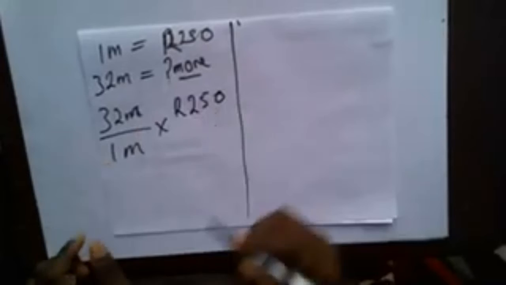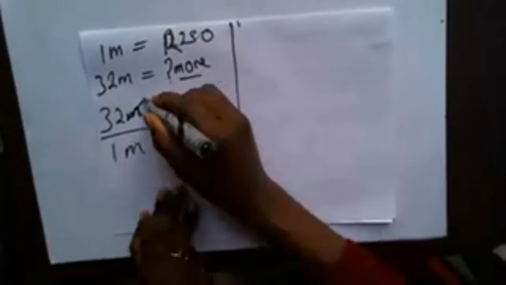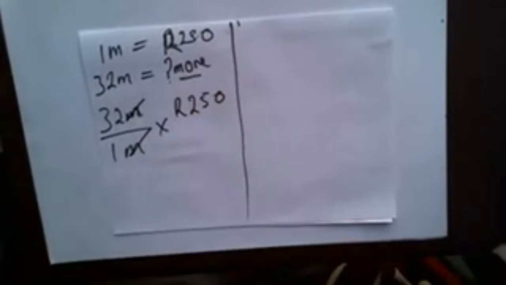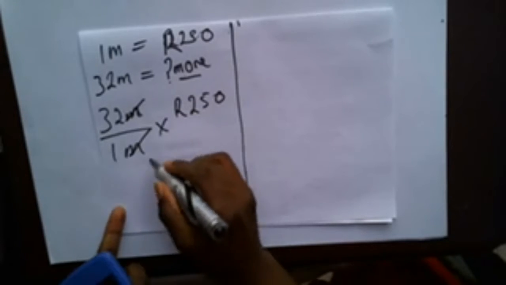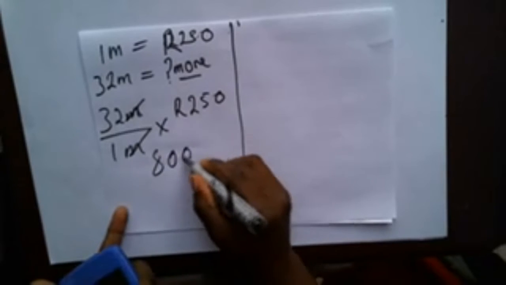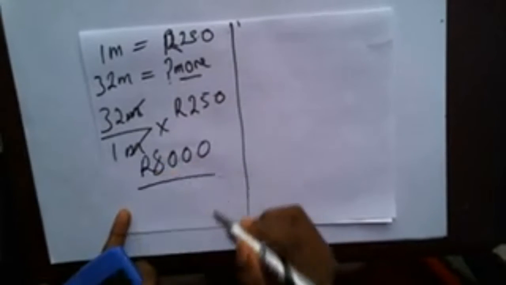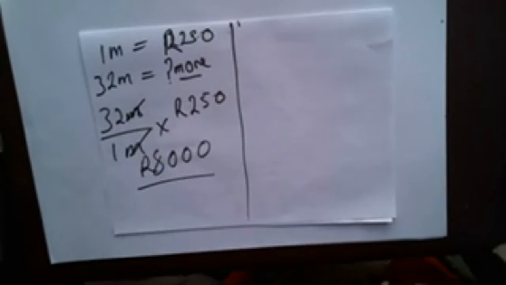This is M, sorry guys for the handwriting. Meters and meters cancel out. What are we left with? 32 multiplied by 250. What do we have? 8,000 rands. This is the amount to be paid for the fencing. The Zamini have to pay 8,000 rands for the fencing if they are going to fence their pool, this rectangle pool.